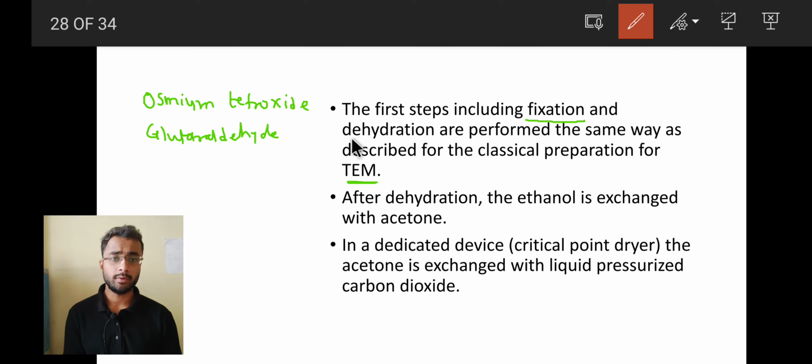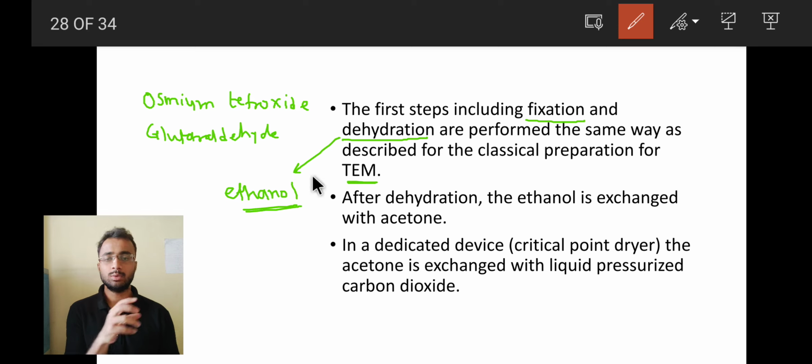Then we have to perform dehydration. For dehydration we will use ethanol, a series of concentrations of ethanol, which will completely dehydrate our specimen. These processes are the same in TEM and SEM. After dehydration, this ethanol is exchanged with acetone. This is a different process from TEM. Once our sample is dehydrated, we will exchange this ethanol with acetone.